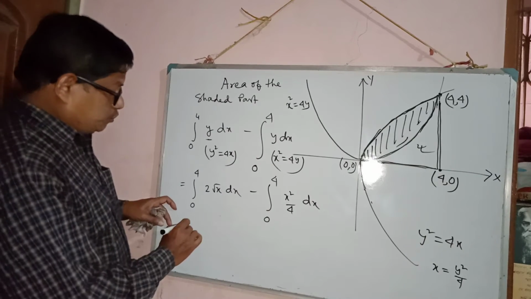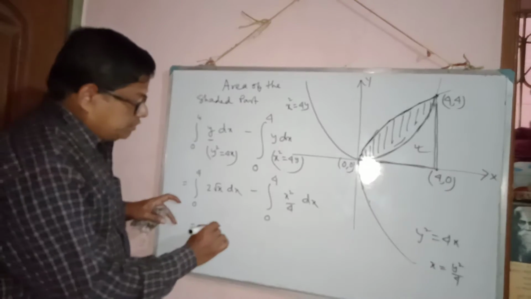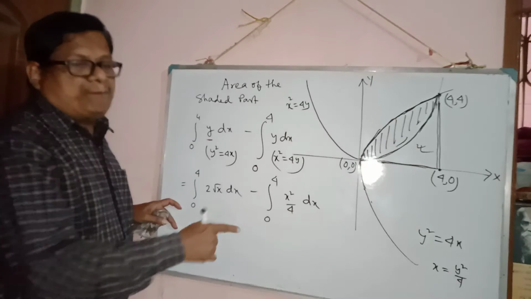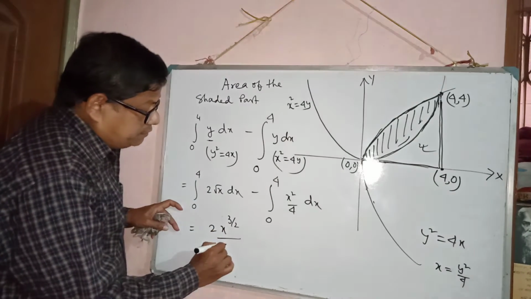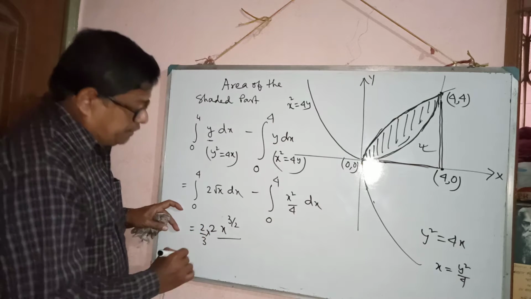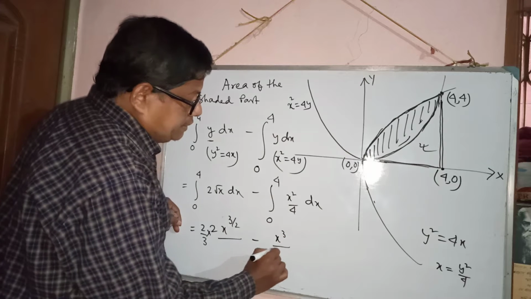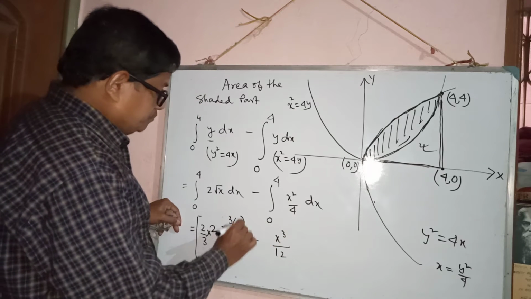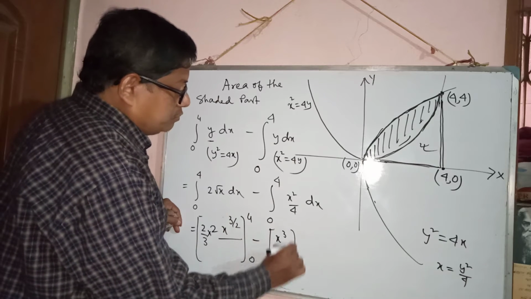So this part will be 2 times x to the power half, then half plus 1 by half plus 1, which is 3 by 2 in the denominator, so it will be 2 by 3. Into, minus, here x cube by 3 into 4, which is 12. Both parts are from 0 to 4.